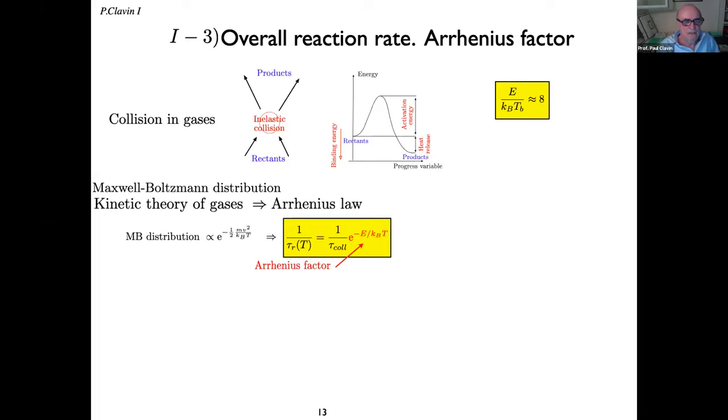Maxwell-Boltzmann distribution that I have just recalled previously, if you now count the number of collisions for which the kinetic energy of the two reactants that are going to collide, so two molecules, is larger than the activation energy, as it should be to go to the products, because of the exponential factor of the Maxwell distribution, you obtain what is well known as the Arrhenius factor. It says that the reaction rate at temperature T is equal to the elastic collision rate multiplied by an Arrhenius factor, which is the exponential of minus the activation energy divided by the thermal energy.